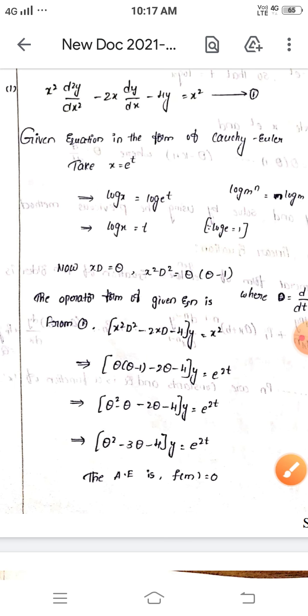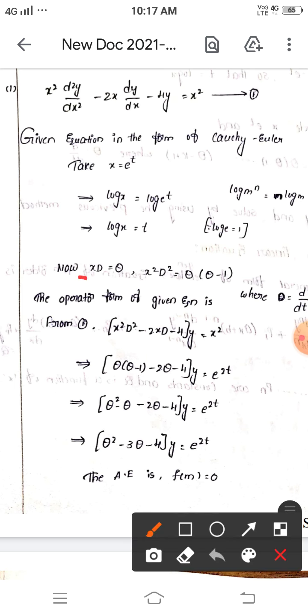So after that, in this method we have to consider xd as theta. Here theta is also a differential operator. We know that d is also one of the differential operators. Like that, theta is also one of the operators considered in this problem. And also x square d square is equal to theta into theta minus 1. This is the consideration based on the Cauchy-Euler method, where theta is nothing but d by dt. We have already discussed that.